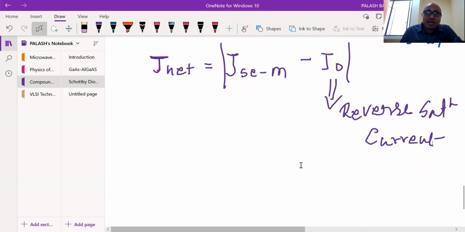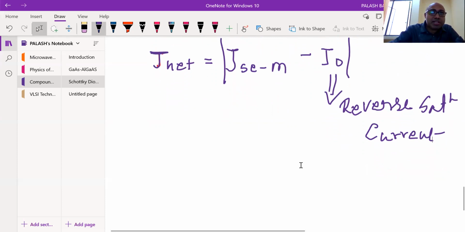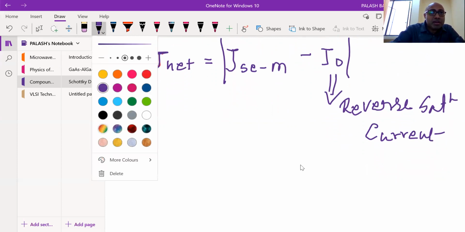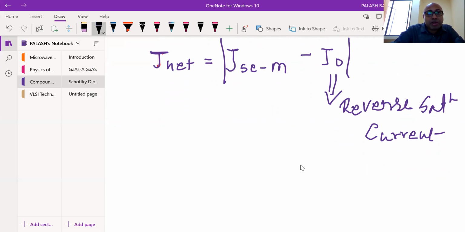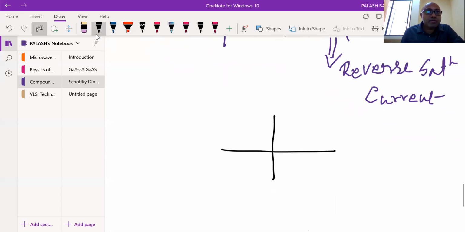Okay, so let's try to see what is happening when you apply a forward bias voltage. Convince yourself. It is complicated, so I have to draw it very carefully.